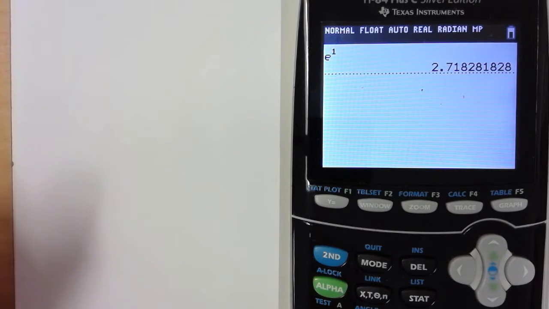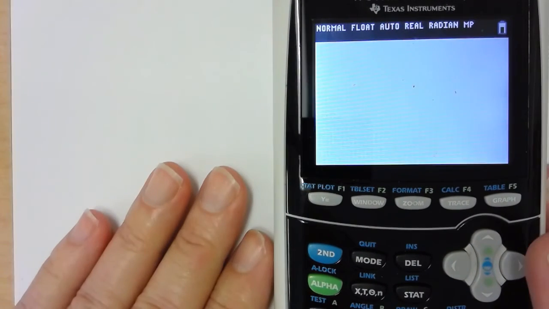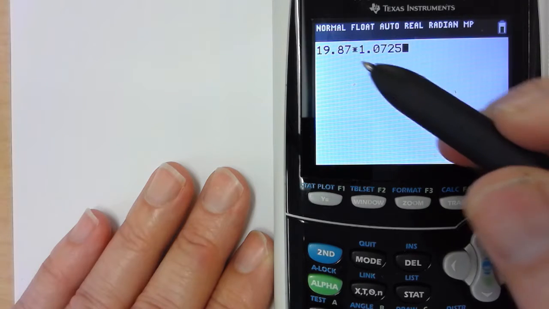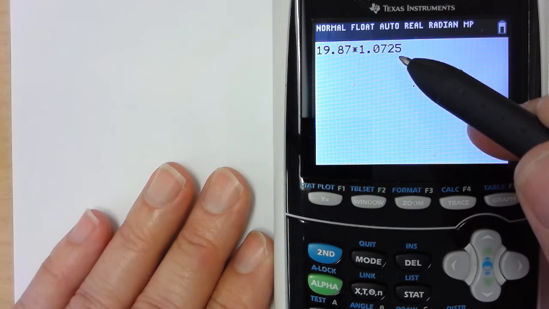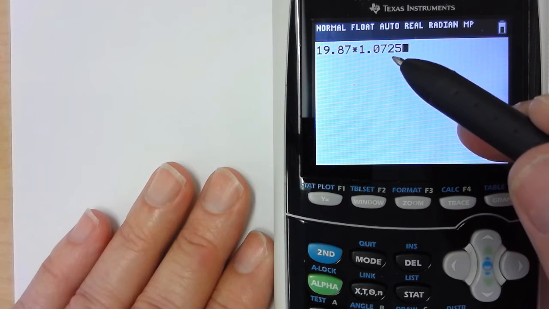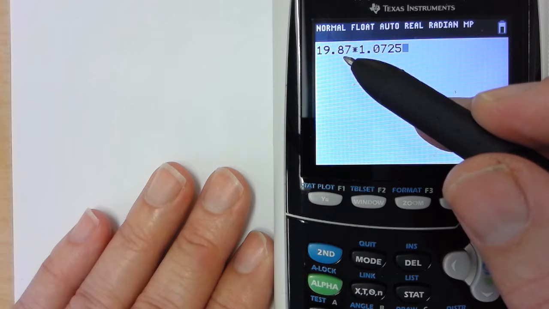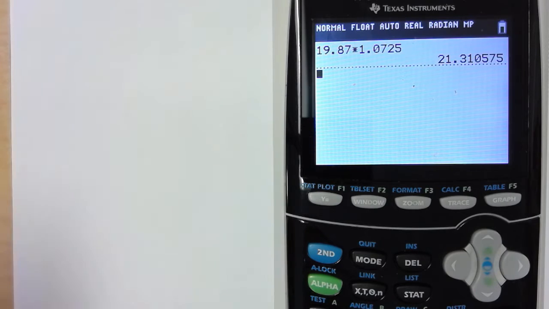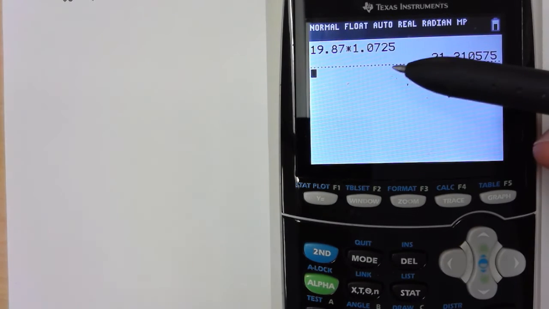All right, so here we go. Basic idea: if you take any number and you multiply it by something larger than one, it's going to get bigger. A practical application of that: you go to Walmart and you buy something for $19.87 and you multiply it by 1.0725. Well, that .0725 represents the sales tax in Highland County, Ohio. Sales tax varies in different places, but there's your original amount, and you're going to add on 7.25%. Boom, you pay $21.31. So if you multiply any number by something larger than one, it gets bigger.